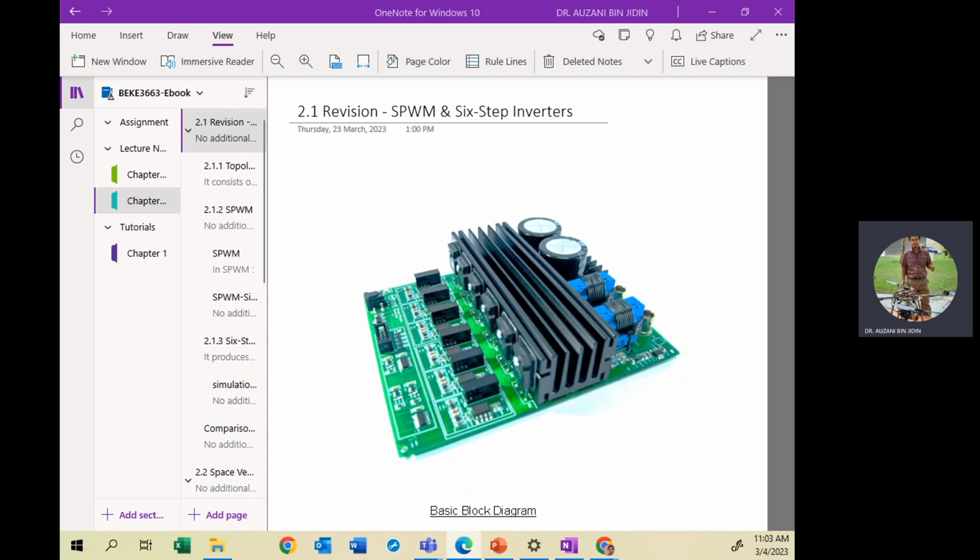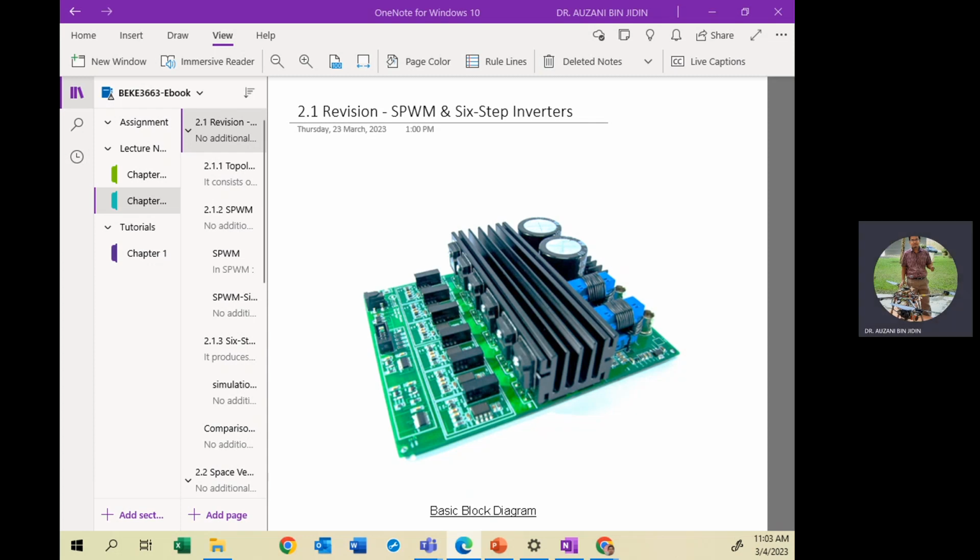Okay, Assalamualaikum and good morning. So for the second lecture session today, we will discuss the topic of space vector modulation. I decided to put the SVM inverter chapter as chapter number 2 because we can have sufficient time, because I want to give you an assignment regarding this topic, space vector modulation. So today we discuss topic 2, chapter number 2.